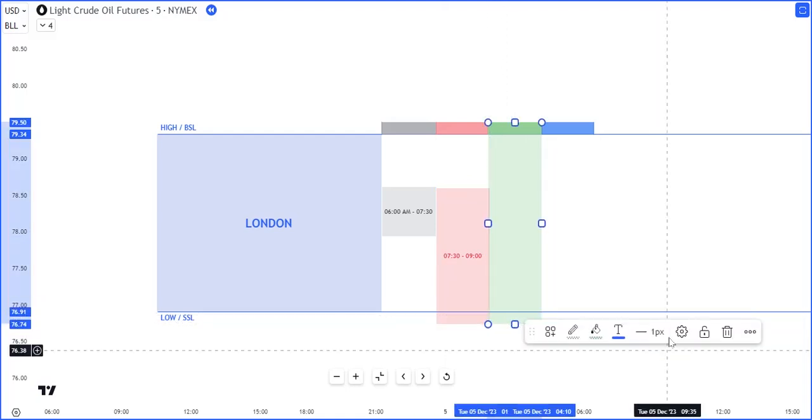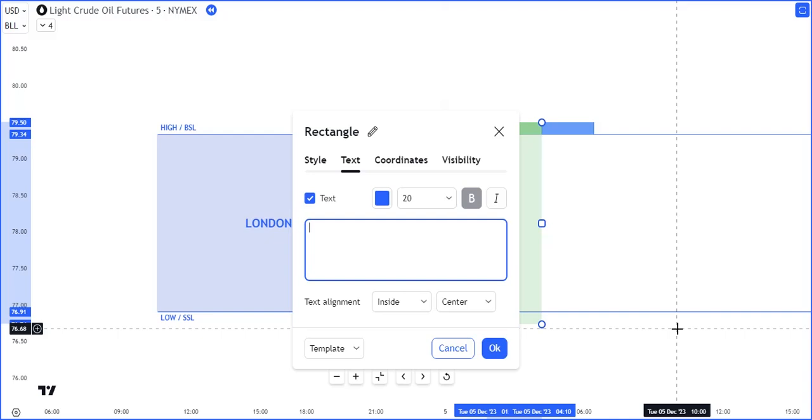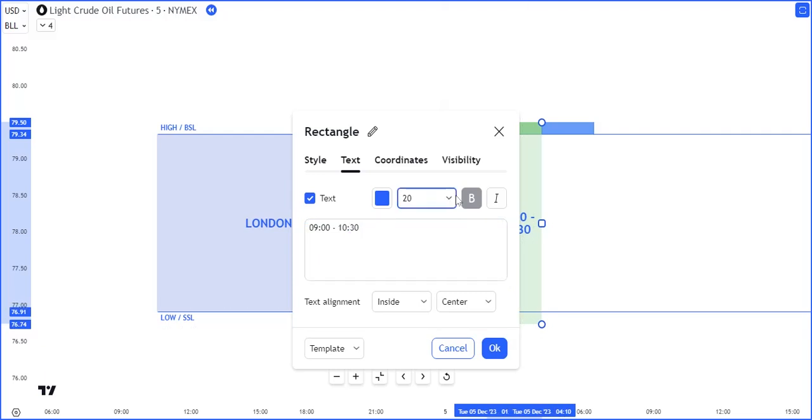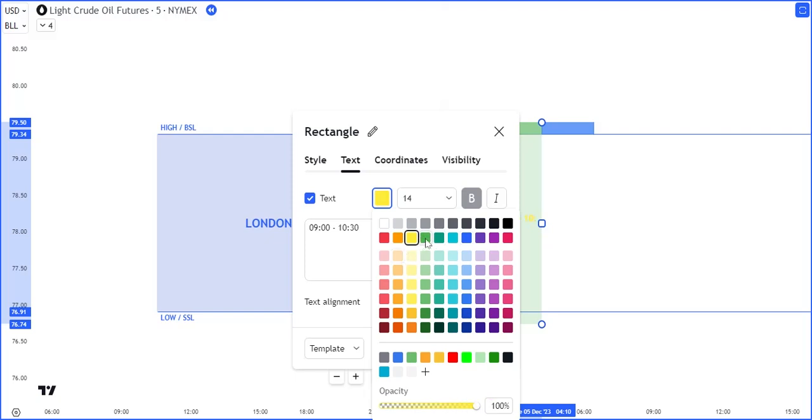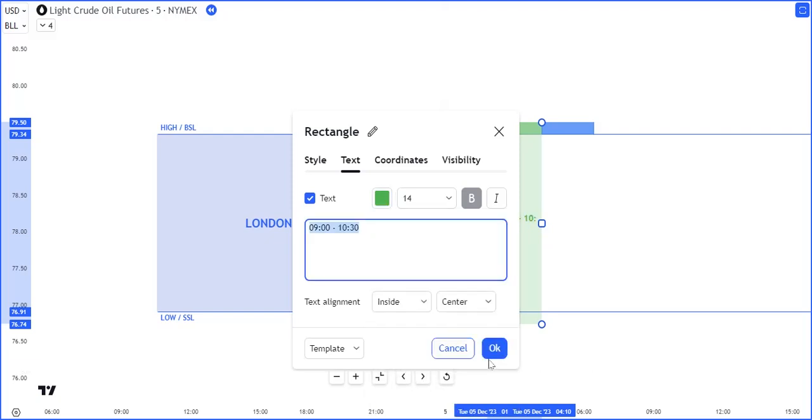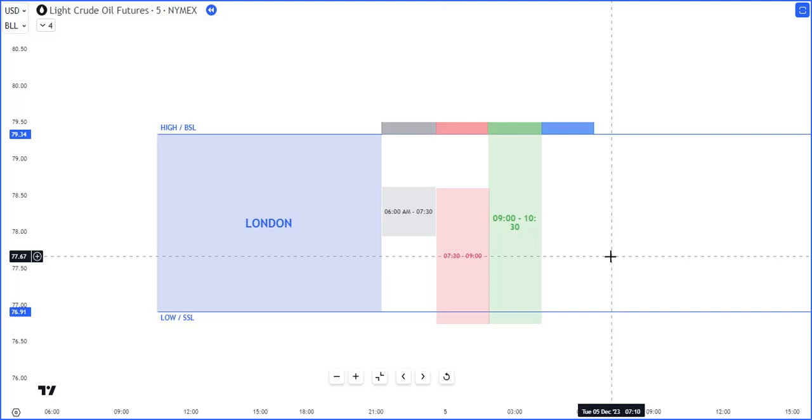And then Q3, our dealing range, would be from 09 to 10:30. Sorry, I've got a little flu. But yeah, which would look something like this.